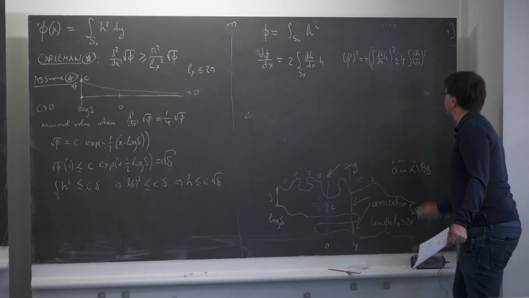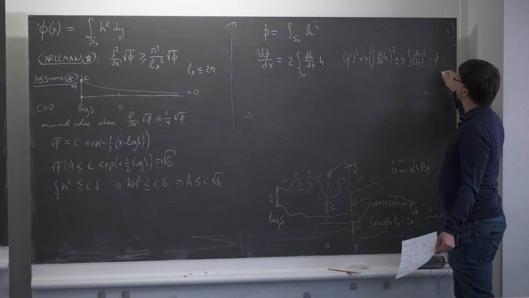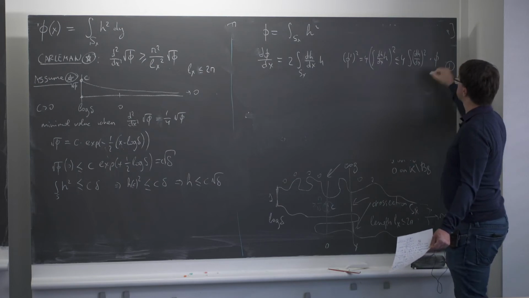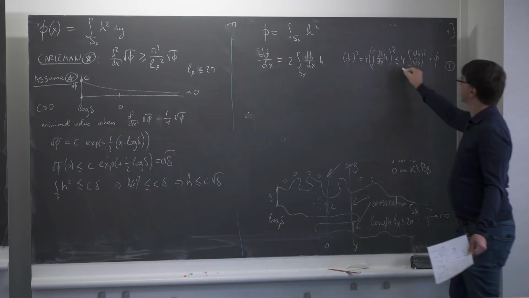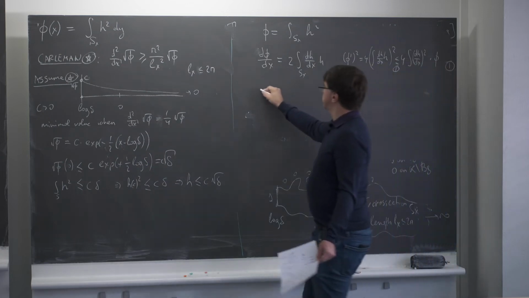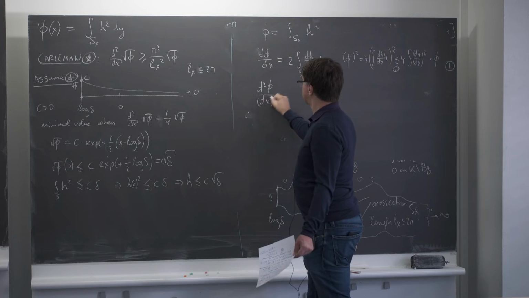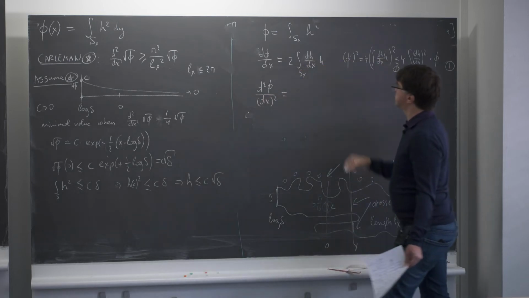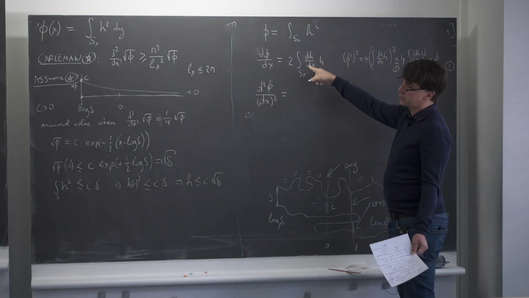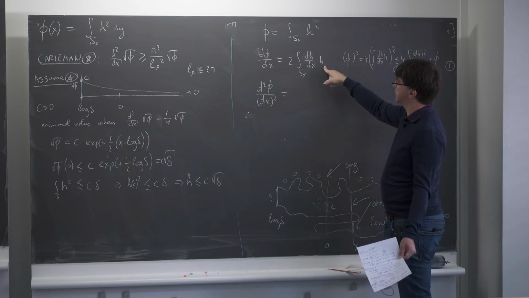Just do it like that, so that we'll need a bit later. Let's say identity 1. Now we differentiate the second time. And the second derivative of phi is, so we differentiate the second time. First we differentiate the first term, then the second term.